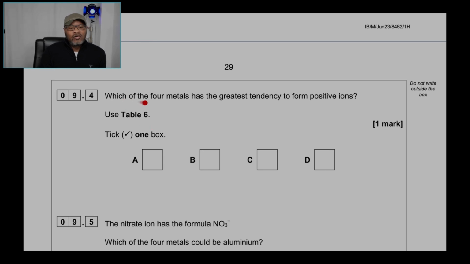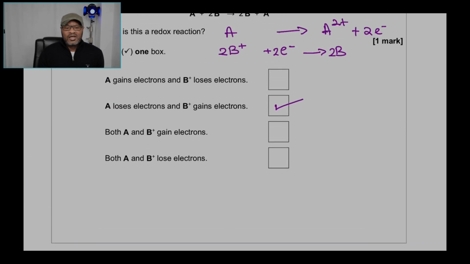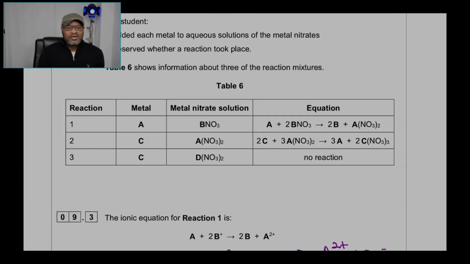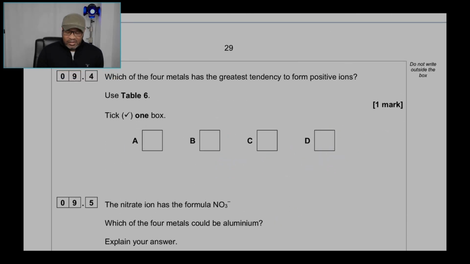9.4. Which of the 4 metals has the greatest tendency to form positive ions? You saw the metals there. If we go back here, D has the tendency to stay here. D will not lose its nitrate. So that means we're going to have D2+ and nitrate minus. And that is what we're going to get. It's going to be D. So we would say D.